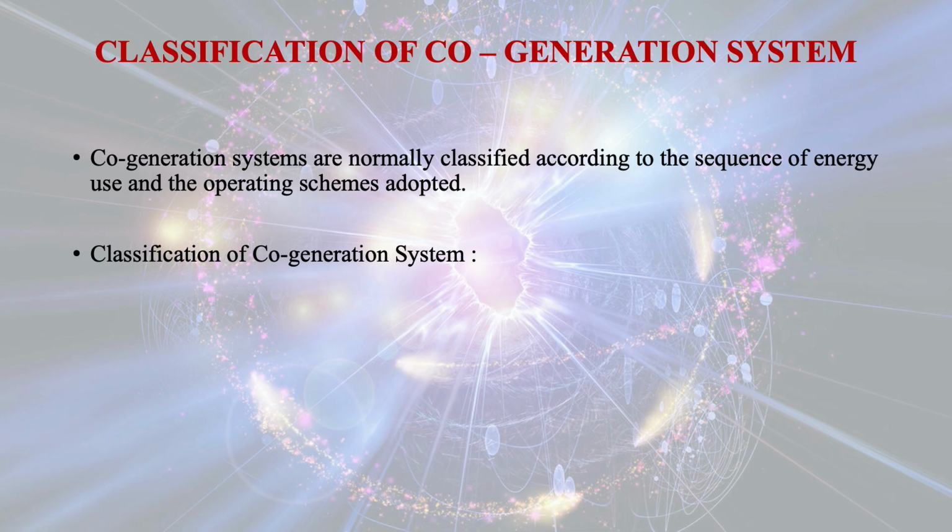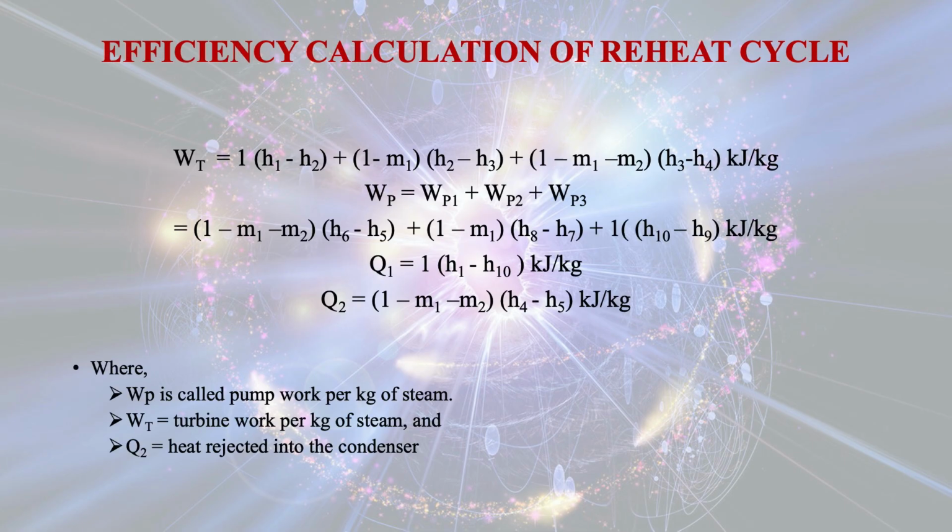So Q1 is equal to h1 minus h10, and Q2, the heat given out in the condenser, is equal to 1 minus m1 minus m2 multiplied by h4 minus h5 kilojoule, where WP is called the pump work per kg of steam, WT is the turbine work per kg of steam, and Q2 is equal to heat rejected into the condenser.